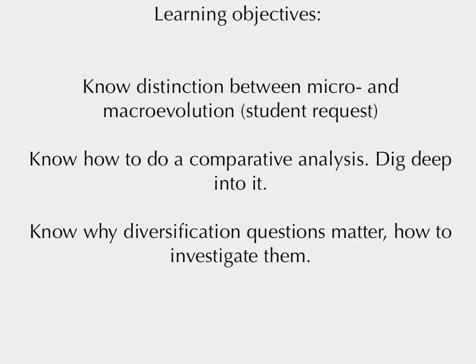So learning objectives today. Know the distinction between micro and macro evolution. Someone gave you anonymous feedback saying, what's the difference? So I'll tell you what the difference is. Make sure you know how to do a comparative analysis, dig deep into what you're actually doing, making sure you're understanding it. And then talk about why diversification questions matter, and how to investigate them. Okay?